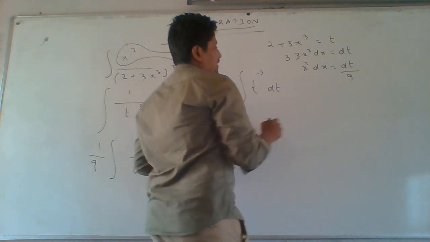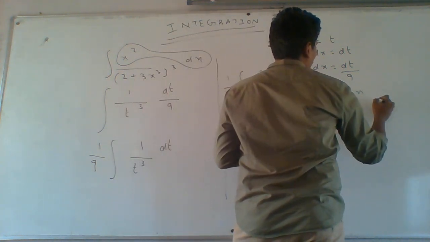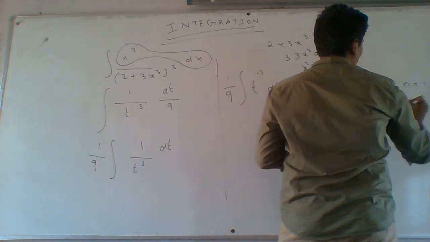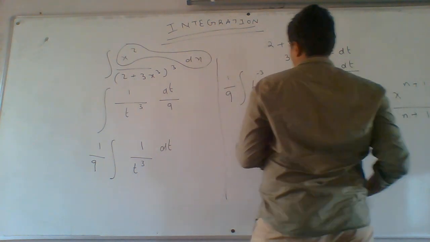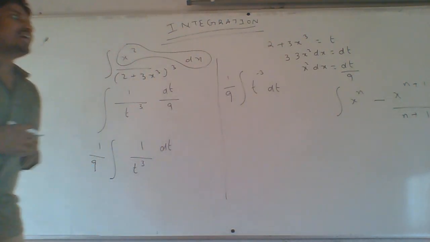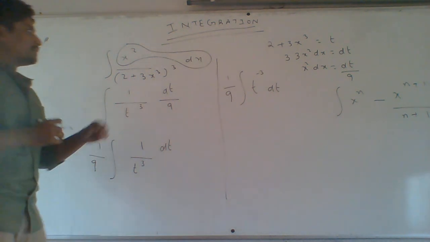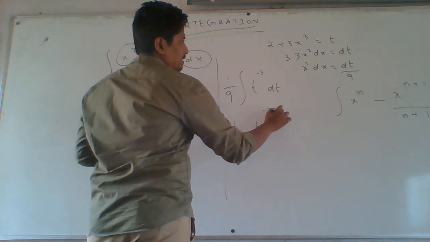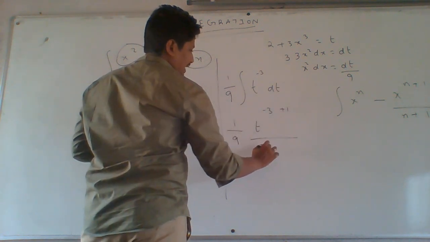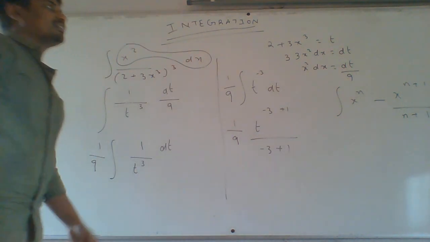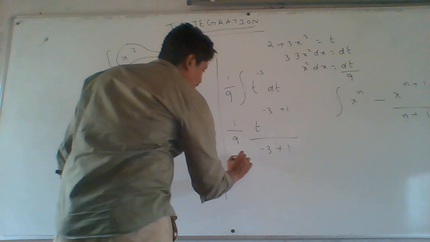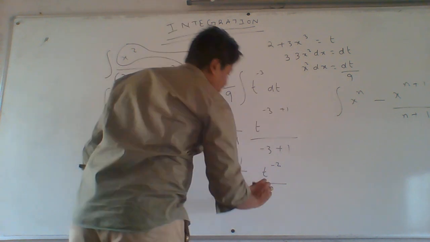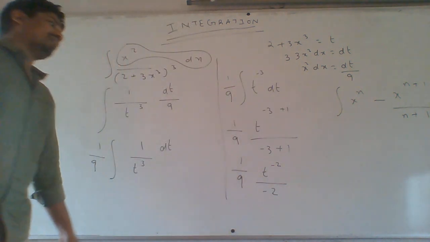See here, it resembles the formula for integral x power n. What is the integral of x power n? It is x power n plus 1 by n plus 1. Apply the formula here: 1 by 9 into t power minus 3 plus 1 by minus 3 plus 1, which is 1 by 9 into t power minus 2 by minus 2.